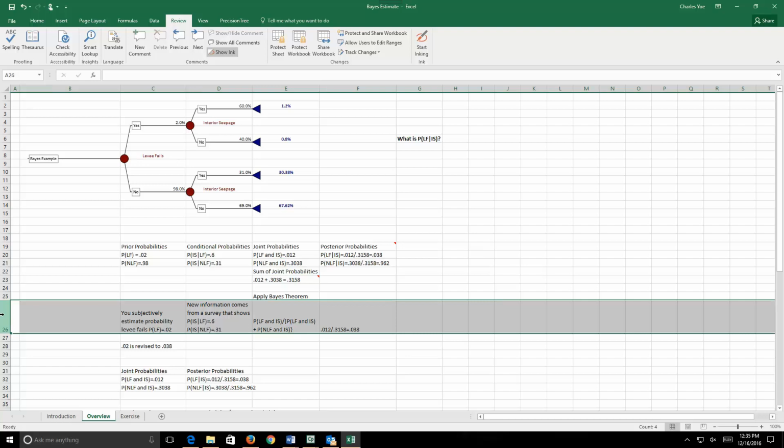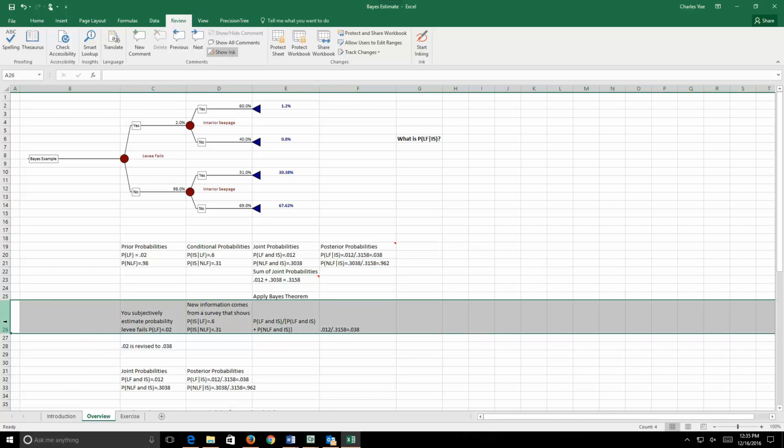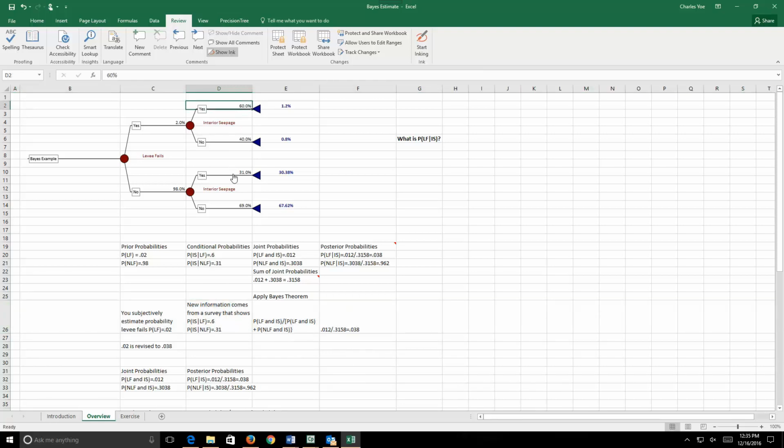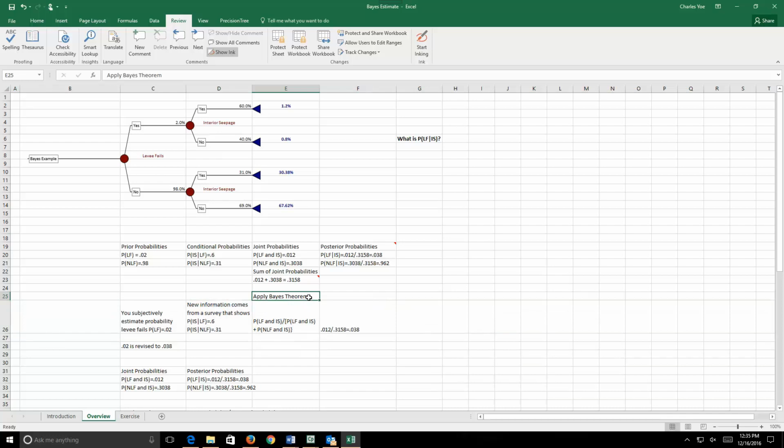Further, imagine that this information uses information obtained from levee inspection reports. And so the probability of interior seepage given no levee failure is 0.31. So these are the probabilities that you see up here in our event tree, and these are the conditional probabilities. So this is the new evidence that is introduced into our problem. The next thing that we do is to apply Bayes' theorem.